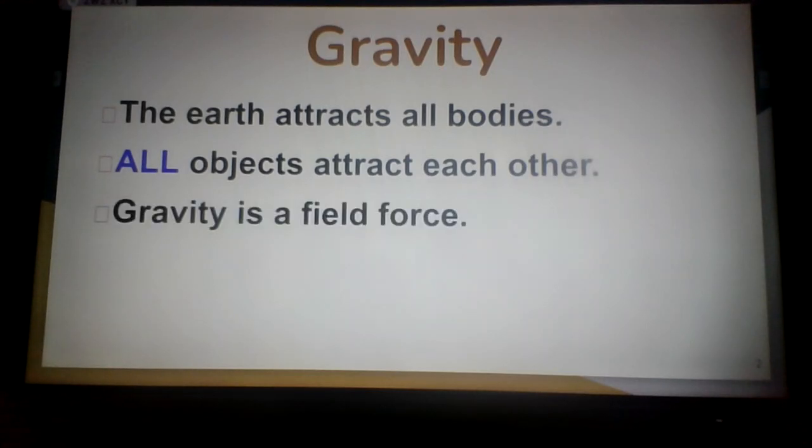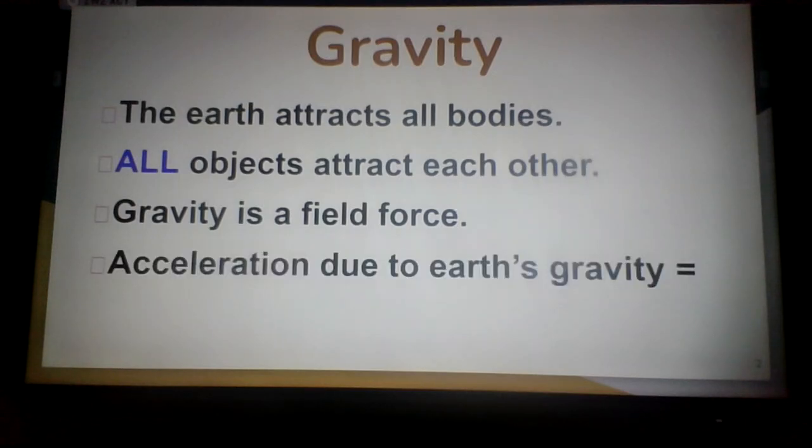Now, gravity is a field force. Remember what field force means. Field forces mean the objects do not have to touch each other in order for the force to take effect. The objects have to be close enough together. And since the Earth's gravitational pull reaches far, far off the surface of the Earth, well, that's why things fall down.